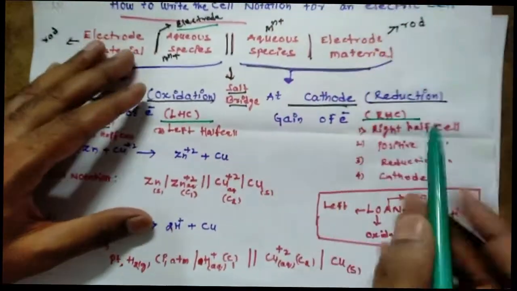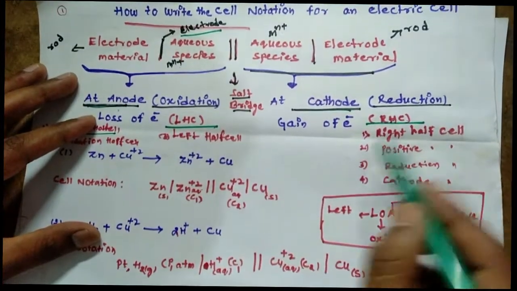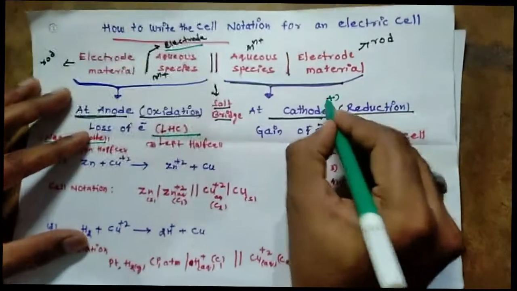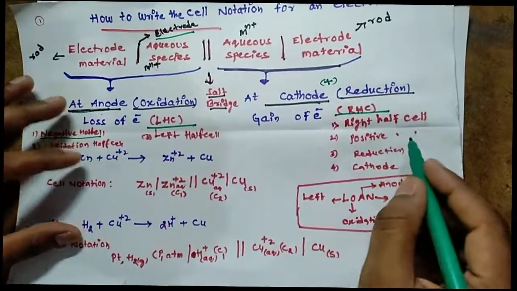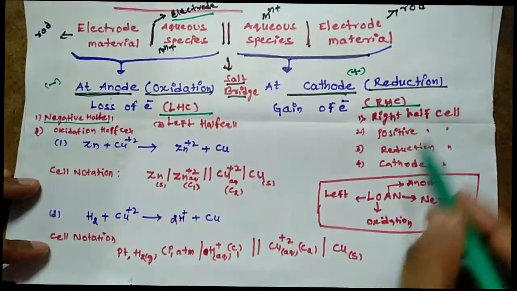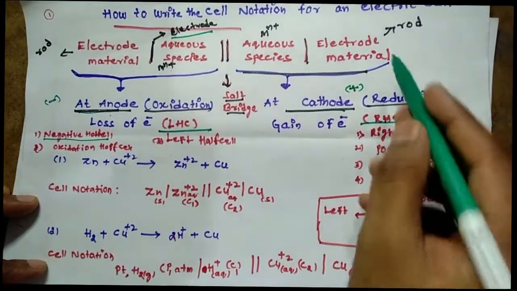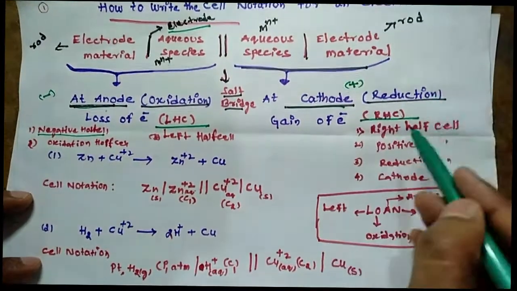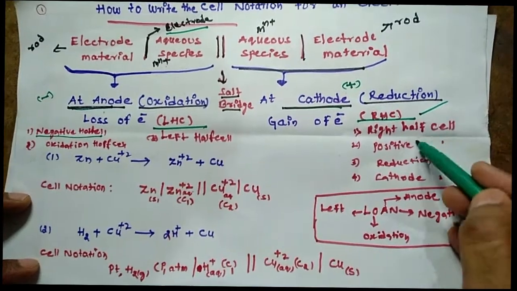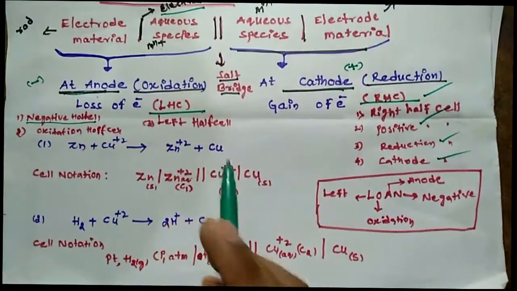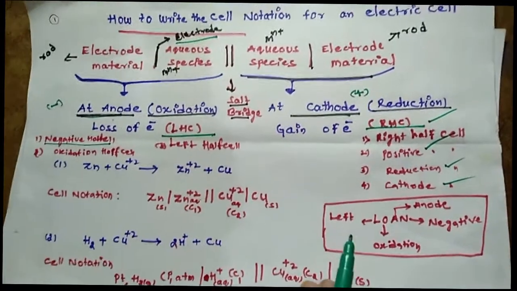Now here the right hand side, that is the right half cell, positive. The cathode is positive, that is why it is the positive half cell. Here it is reduction, the reduction half cell. It is the cathode half cell. So the cathode is on the right hand side. It is the right half cell, positive half cell, reduction half cell, cathode half cell. So we have to simply find this out.